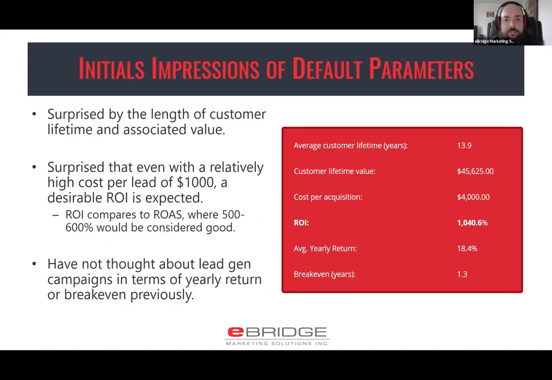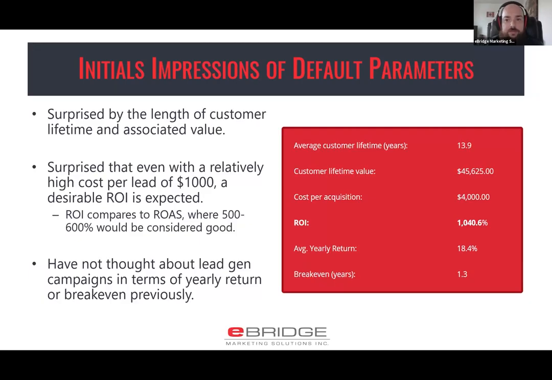So let's talk about some initial impressions of these default parameters. First and foremost, personally, I was surprised by the length of customer lifetime and the associated value. At a churn rate of about 7%, it means your average customer lifetime is about 14 years. That is more than I actually realized. So that was one takeaway for me.